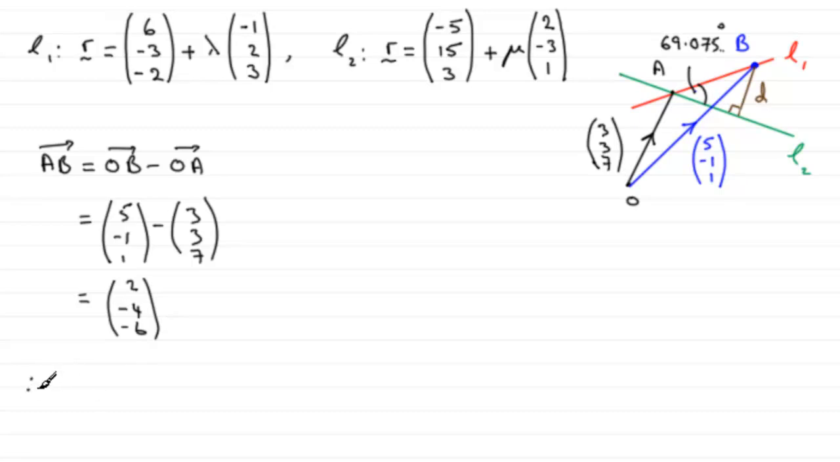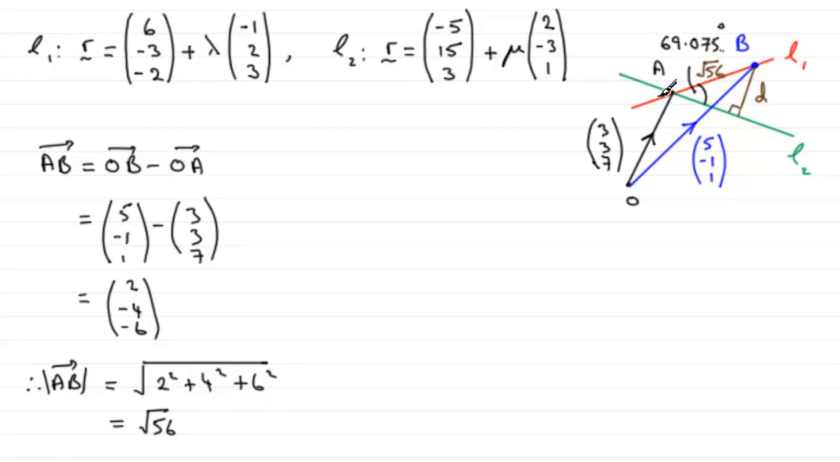So if we subtract those, we end up with 2, -4, and -6. So therefore the magnitude of A to B is going to be equal to the square root of the sum of the squares of those components. So that would be 2 squared plus 4 squared plus 6 squared. And if we work that out, it ends up as being the square root of 56. So I now know that this distance AB is root 56. Let's just pop that in there, okay? We'll put that in as the root of 56.